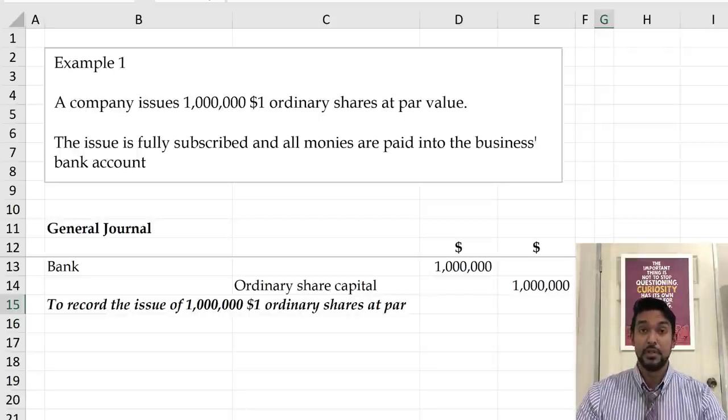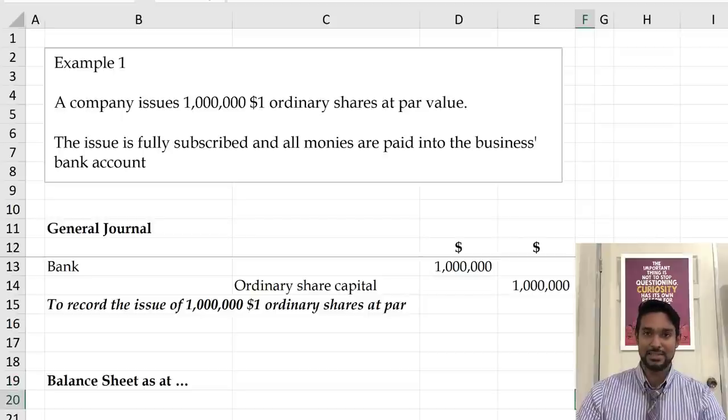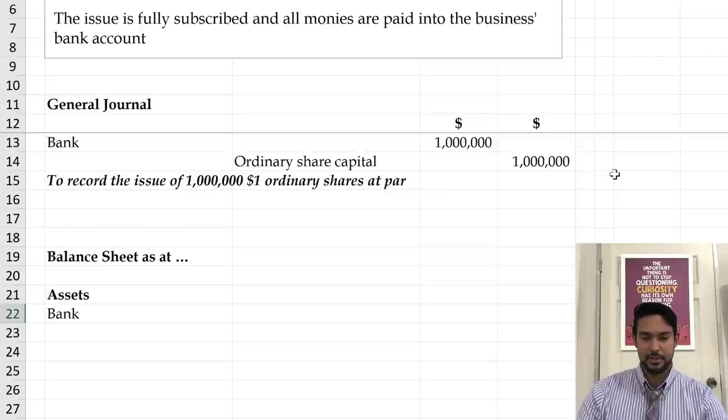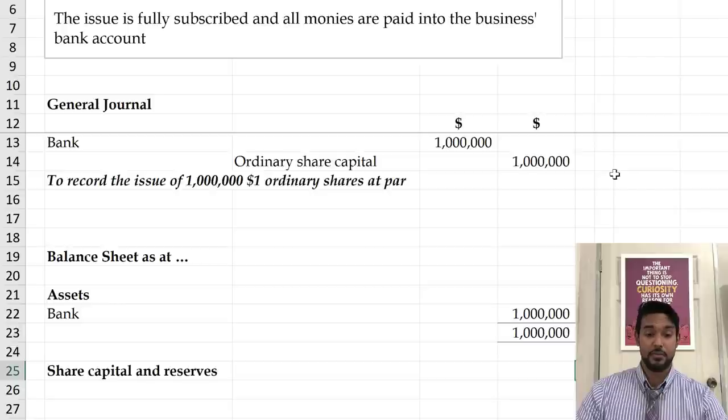Simple and straightforward. Now, I also want to take a look at how the balance sheet will look. So I didn't put a name for the company, so we're just going to put balance sheet as at no date. Just wanted to show the most important information. So assets, bank, 1 million, total assets, 1 million. Where did the money come from? It came from capital and reserves. I'll talk about what reserves are a little later. We'll come back to that.